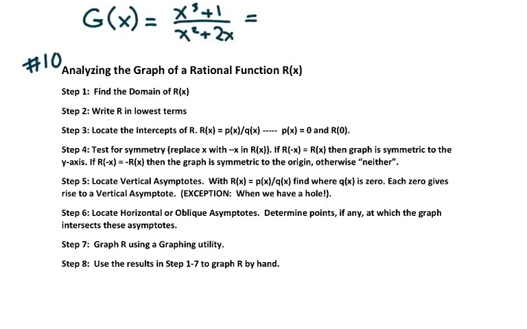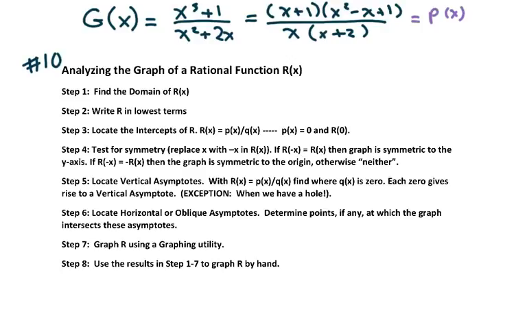So I'm going to go ahead and factor the numerator as x plus 1 times x squared minus x plus 1. And the denominator will pull out an x. It's going to be x plus 2. And this is your p of x. This is your q of x.